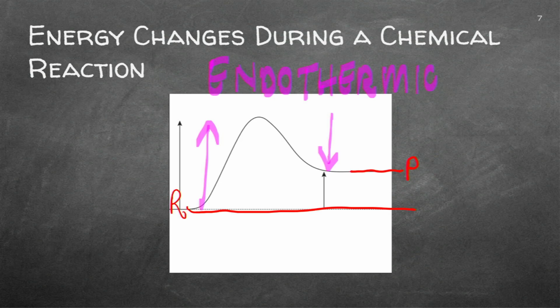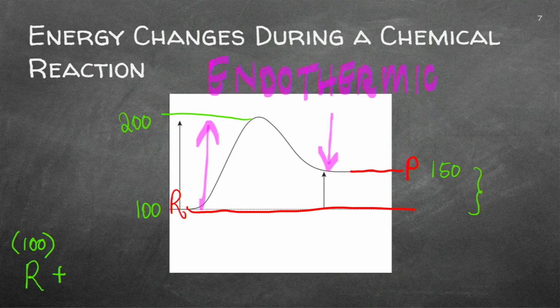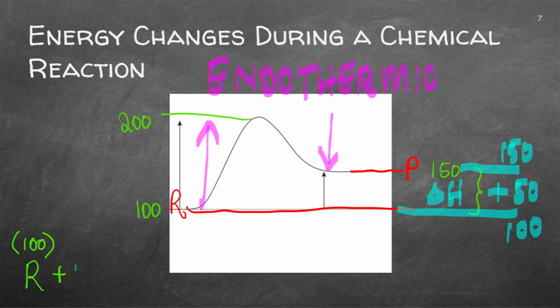Let's actually quantify that. I've got reactants here at 100. I've got products there at 150. And I've got the activated complex at 200. So it's reactants, it's 100, plus the difference here. Now let me do that in another color. The difference is 100 and 150. You can see it's plus 50. So delta H is plus. I'm going to add that 50 here, the energy, to get the product.